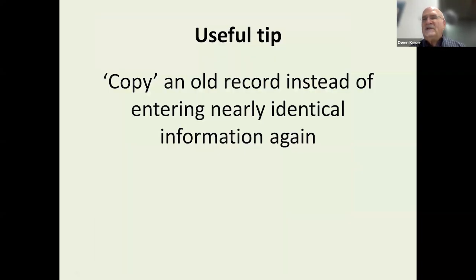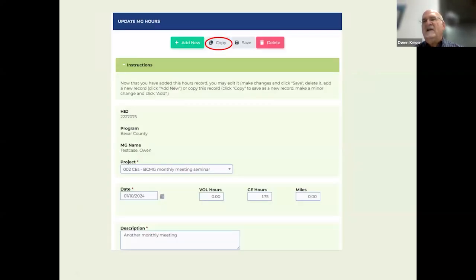Okay, useful tip. You can copy old records. If you're working in the children's vegetable garden every week, you could take last week's entry and then just change the date, and maybe for the description, you'd say, we planted broccoli. So you click on the copy up here, and then you make your changes.